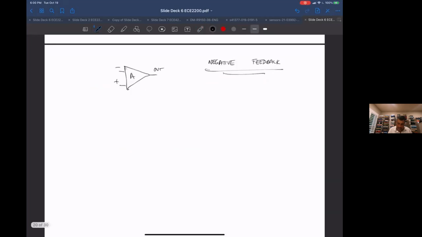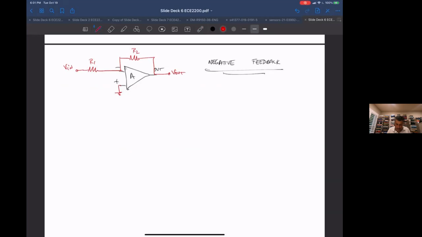Let's say I'm going to somehow magically get a precise 10x gain out of this. What would I do? Well, I'm going to stick a resistor here and a resistor from this node to the output. I'm going to call this R2, and I'm going to call this R1. I'm going to make this V in, and I'm going to make this V out. And I'm going to hook this up to ground.